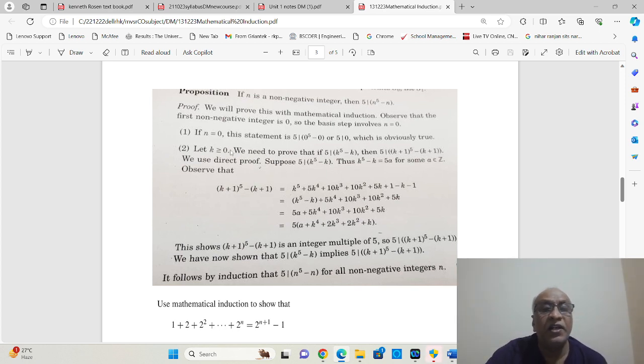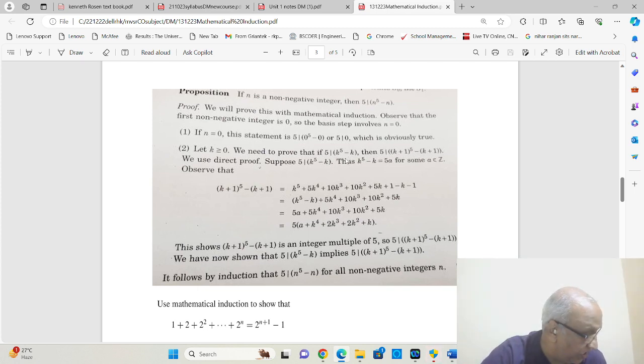Let k be greater than or equal to 0. Now we need to prove that if 5 divides k to the power of 5 minus k, then 5 divides k plus 1 to the power of 5 minus k plus 1. This is the implication part. This is the inductive step. So here what we will do is, we will be taking some a which belongs to Z, and k to the power of 5 minus k will be equal to 5a.